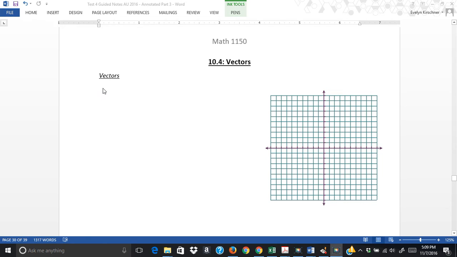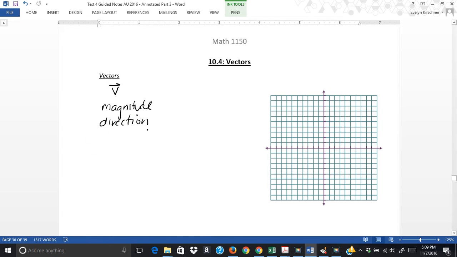Okay, a vector is represented by an arrow, and the vector v would be written like this, v with an arrow on top. Sometimes you'll see in the book where it's just bolded, but you can't tell if I'm bolding it or not, so I'm putting the arrow on top. Vectors have both a magnitude, that's like a size, and a direction, and that would be given by its angle.